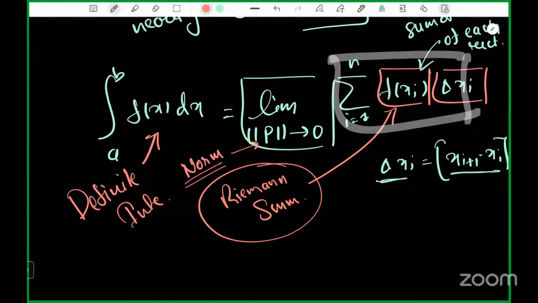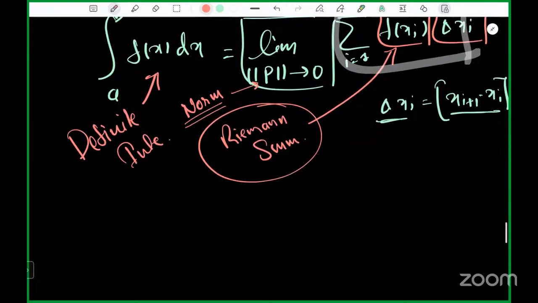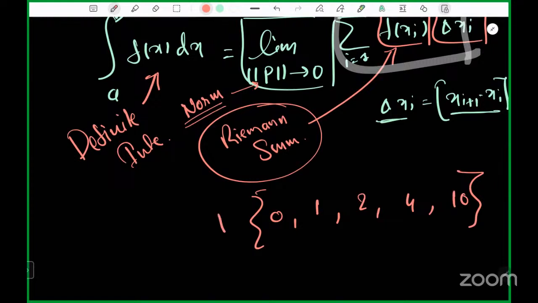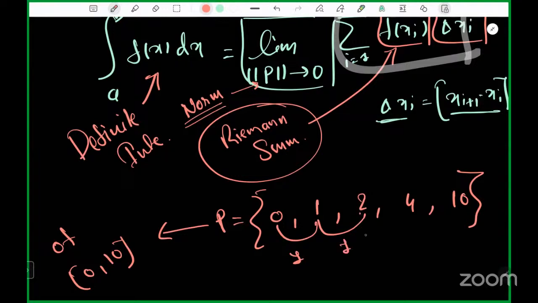So what is the norm of P? It is the highest width, the highest length between any two points. For example, if I take 0, 1, 2, 4, and then 10, suppose this is your P, a partition P of the closed interval 0 comma 10. Now what will be the norm? The distance between these two points is 1, between these two points is 1, between these two is 2, and here the distance is 6. So 6 will be the norm of P.